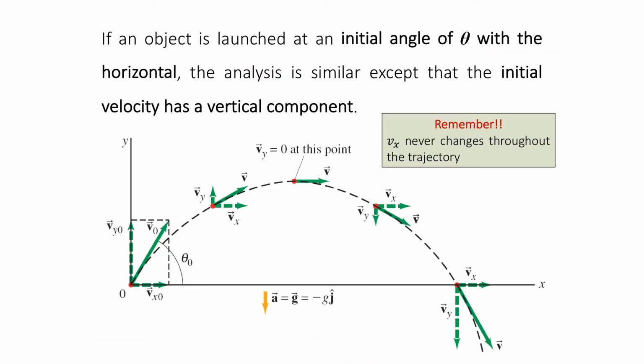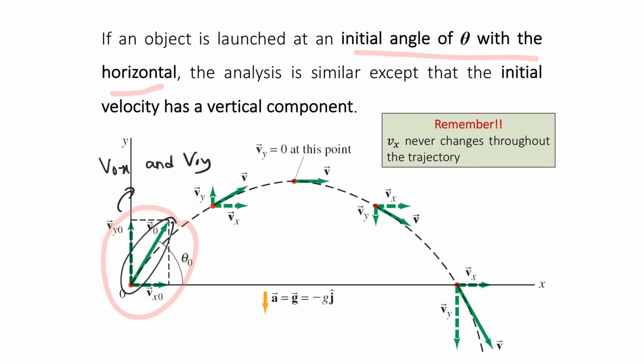So for example, if you have an object that is launched at the initial angle of theta with the horizontal like this one, your initial velocity you need to separate into two components, v naught x and v naught y, because you learned the vector before, you need to separate into components. Please remember that information for x is only used for x, information for y is only used for y.